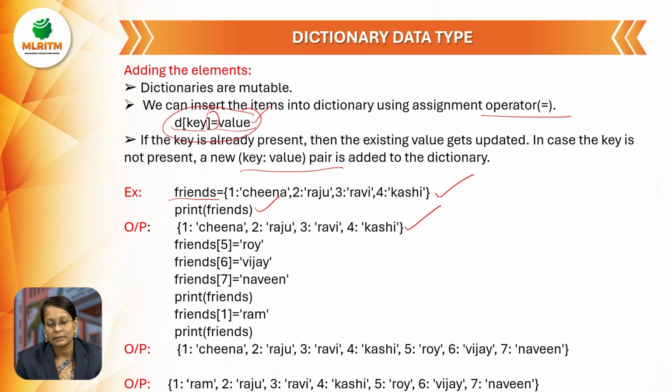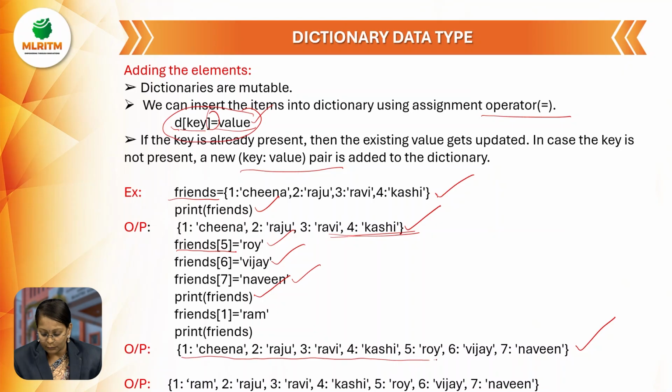So this is an existing dictionary. I am adding key value pairs to the existing dictionary by using the keys. Friends of 5. In this example, we don't have a key 5. That's why we can insert 5 as Roy, 6 as Vijay, 7 as Navin. Then I am printing the friends. After adding friends 5, 6, 7, I got the output like this: 1, 2, 3, 4, 5, 6, 7, 7 friends.